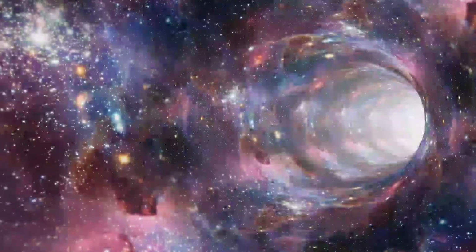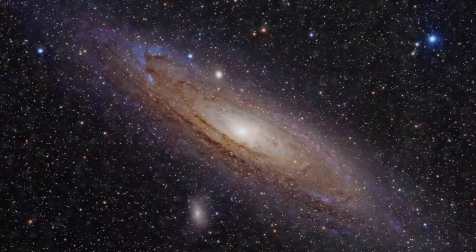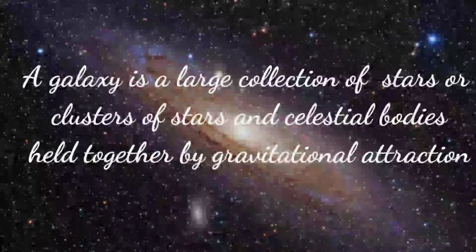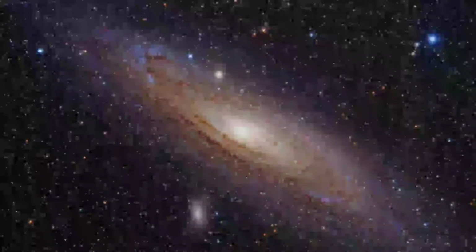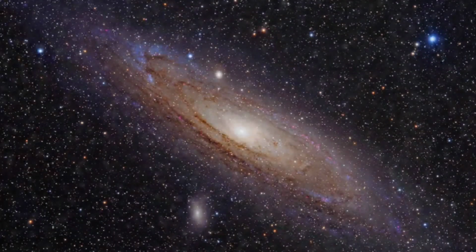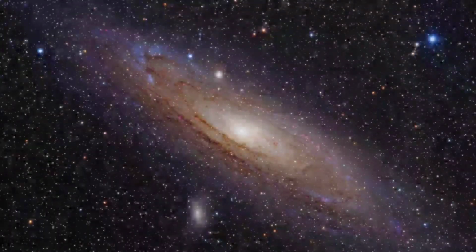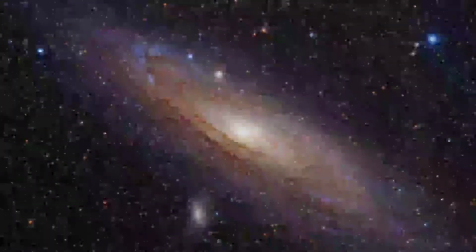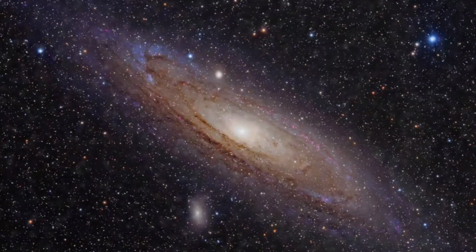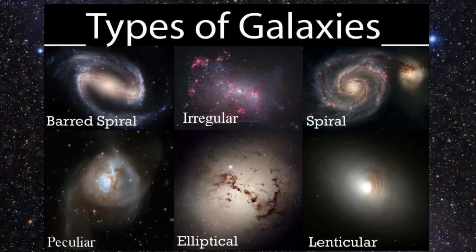So now we are going to discuss galaxies. What is a galaxy? It is a large collection of stars or cluster of stars and celestial bodies held together by gravitational attraction. There are billions of galaxies in the universe. Most galaxies range from 1000 to 10,000 parsecs in diameter. There are different types according to their shape. They are classified into spiral galaxy, elliptical galaxy, barred spiral galaxy, and irregular galaxy.